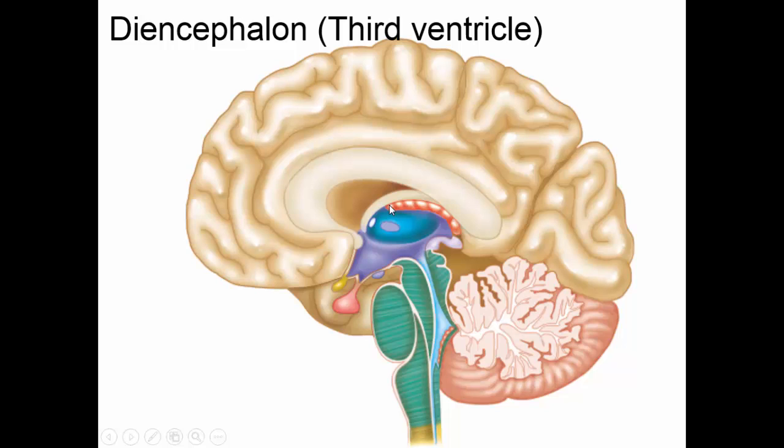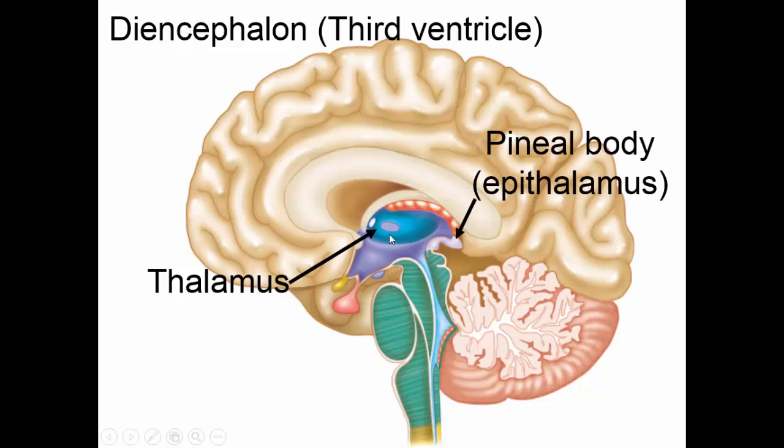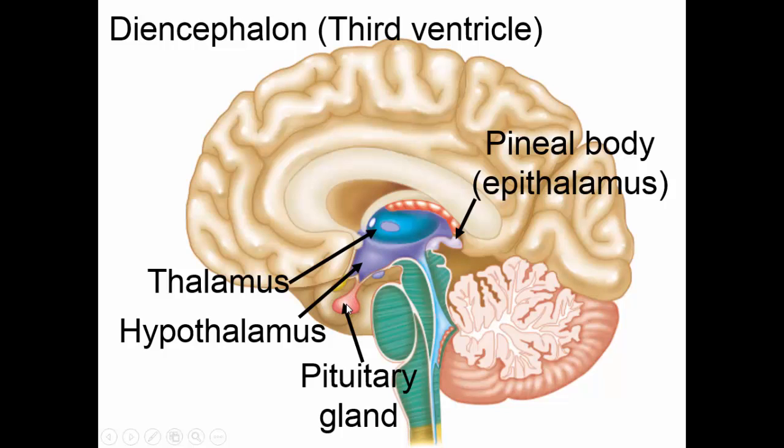The diencephalon houses the third ventricle. The thalamus make up the walls of the third ventricle. You have to think of the diencephalon as sort of a box. The epithalamus makes up the roof of the third ventricle, and it's associated with the pineal body. And then the hypothalamus makes up the floor of the third ventricle. The hypothalamus is associated with the pituitary gland. The pituitary gland is attached to the hypothalamus by this stalk of tissue known as the infundibulum.